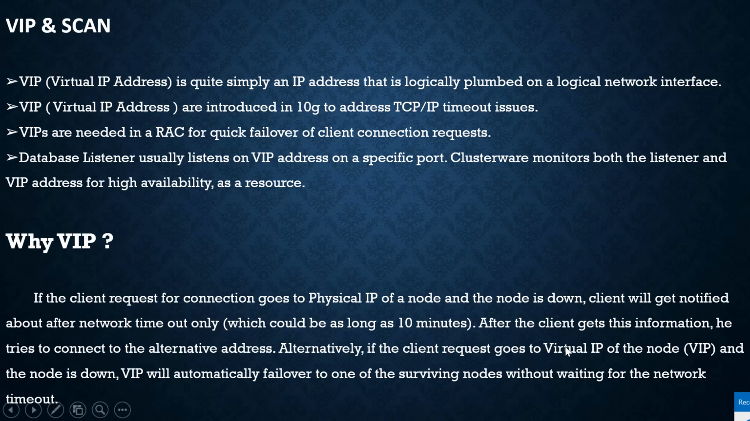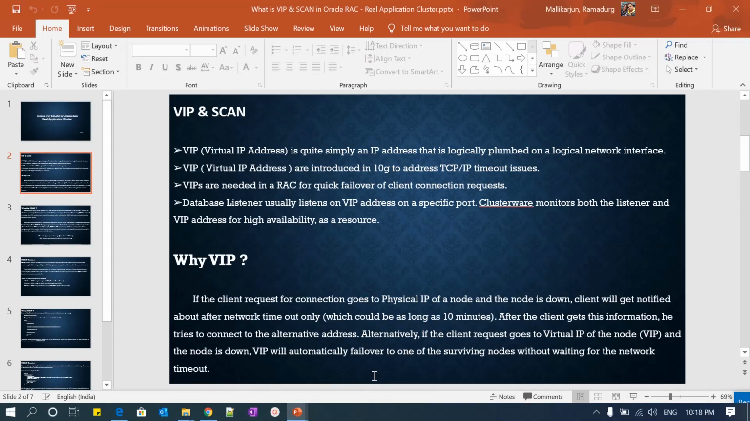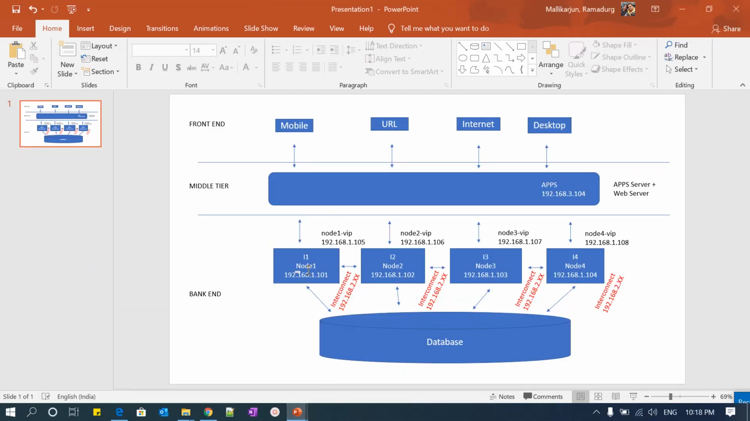After the client gets the information after 10 minutes or whatever the timeout, the connection to the alternative address will take some time. So you have to switch, or for example, I'll go back to my previous slide. See, suppose you are using a physical IP here, and this mobile client is connected to this physical IP, and this node goes down, and if you set a timeout of 10 minutes, after 10 minutes this client will get a notification that it is not able to communicate with this node. Then this client has to change its connection to this other physical node, and then the connection is established.